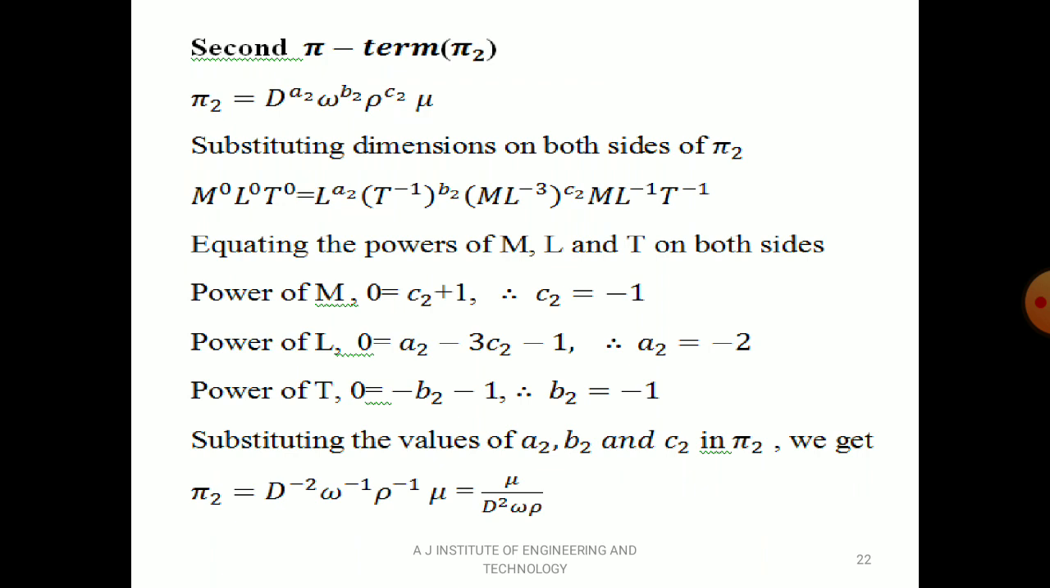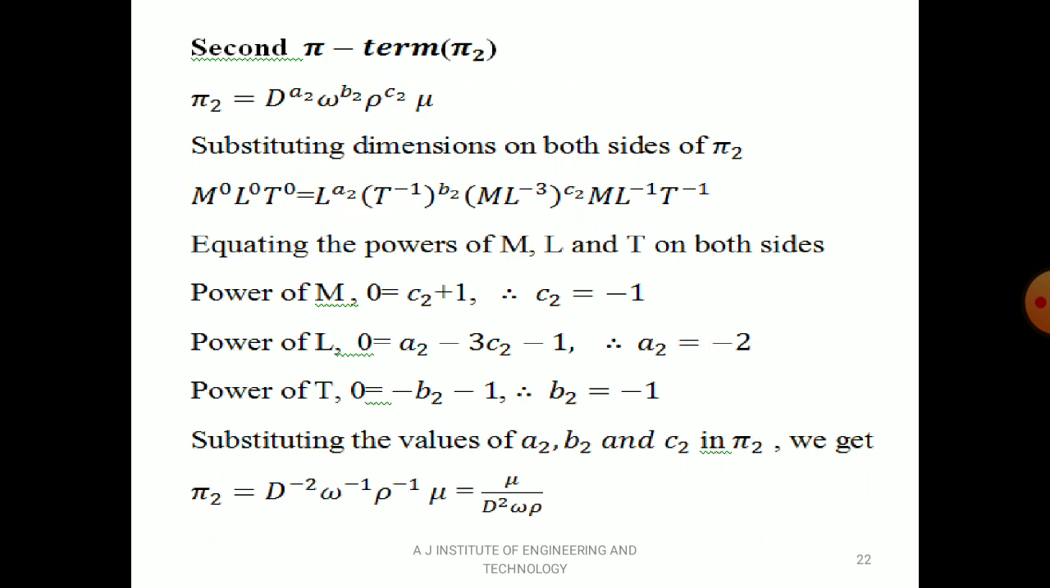Next, the second pi term, that is pi 2. Pi 2 equals d to the power a2, omega to the power b2, rho to the power c2 into mu. So substituting dimensions on both sides of pi 2, that is M to the power 0, L to the power 0, T to the power 0 equals L to the power a2, T to the power minus 1 to the power b2 into M L to the power minus 3 to the power c2, M L to the power minus 1 T to the power minus 1. So mu has dimension M L to the power minus 1 T to the power minus 1, just writing dimensions on both sides.